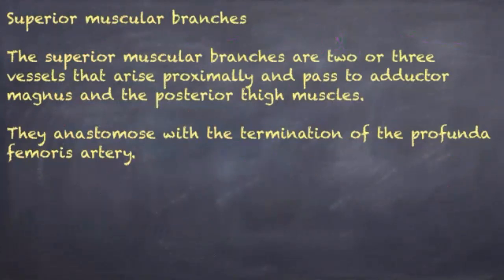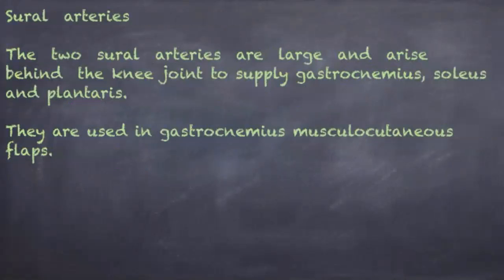Coming to the superior muscular branches. Superior muscular branches are two or three proximally and pass to adductor magnus and posterior thigh muscles. Okay, they anastomose with the termination of the profunda femoris artery. Right, and then sural arteries.